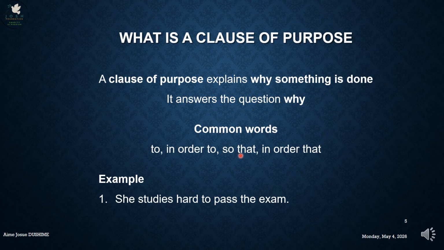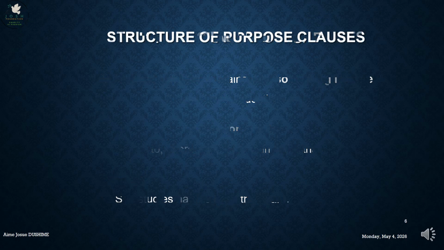What are the words that we use when we are trying to make a clause of purpose meaningful? We use words like to, in order to, so that, in order that. She studies hard to pass the exam. You see, she studies hard, that's a statement. Then why? To, as a common word joining the reason, then pass the exam as the reason for doing that.